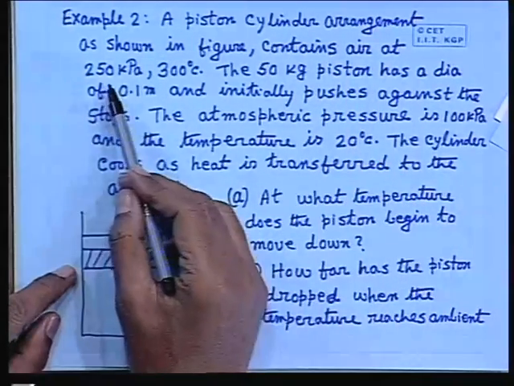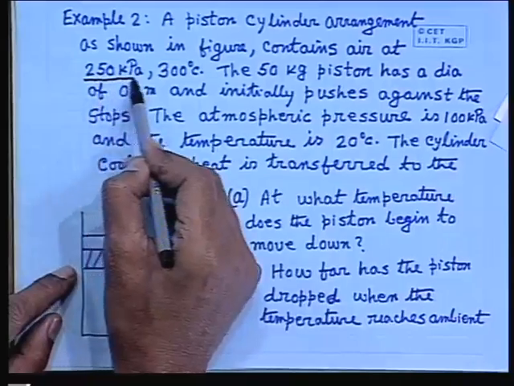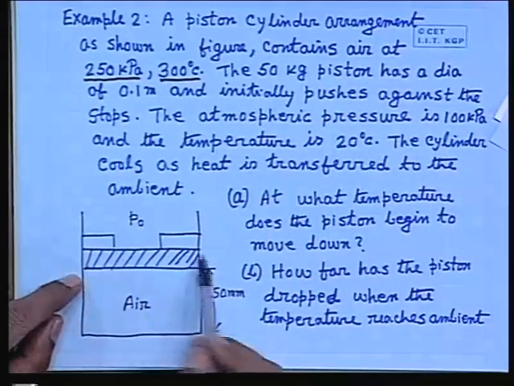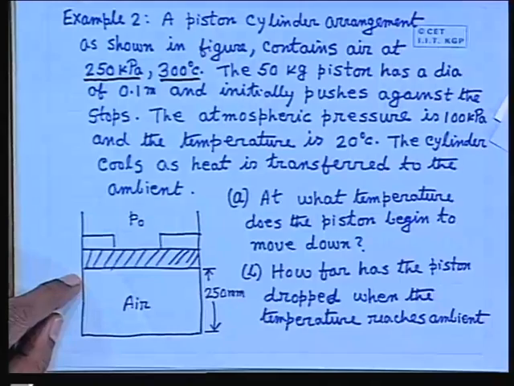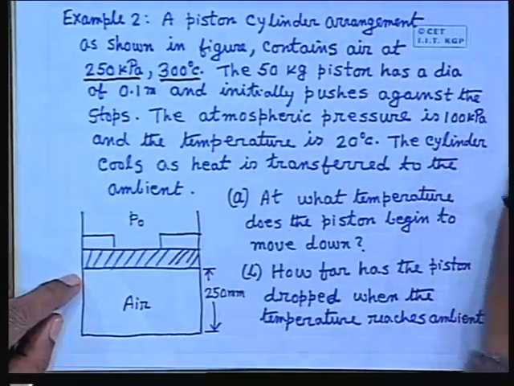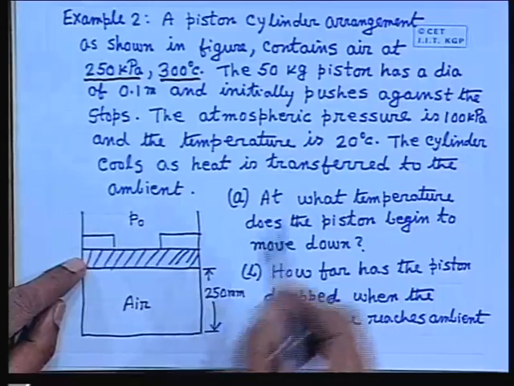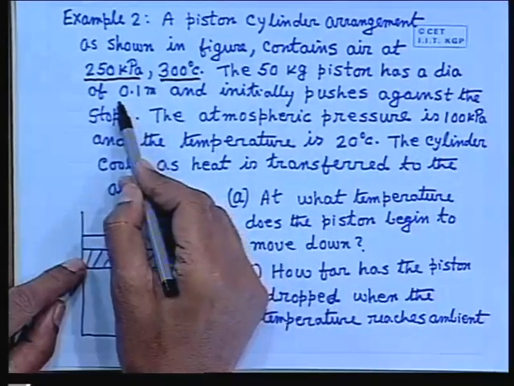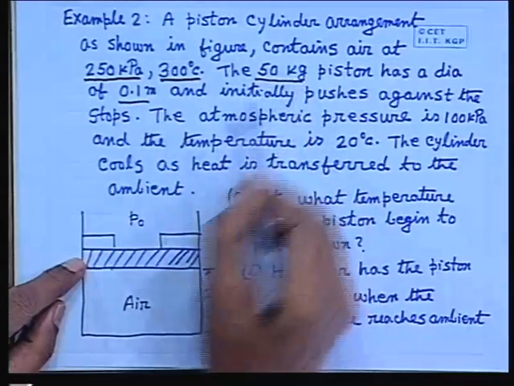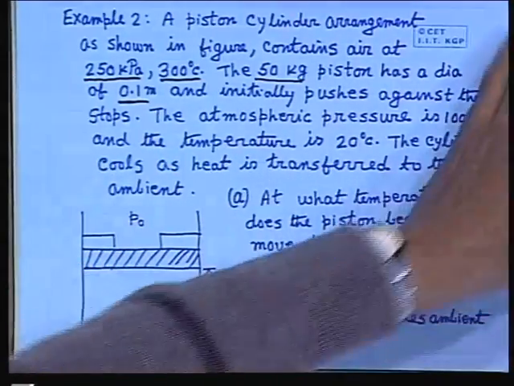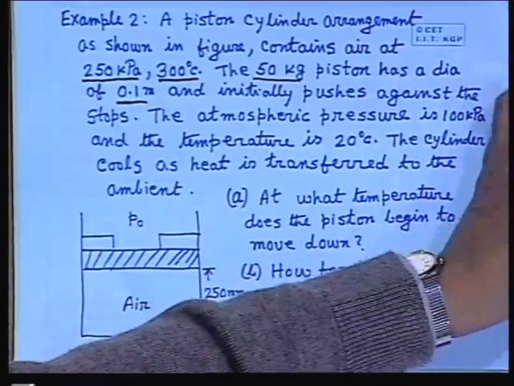The cylinder contains air at 250 kilopascals, that means the initial pressure of the air, and 300 degrees Celsius. This is the piston. The 50 kg piston, that means the piston has a weight of 50 kg, has a diameter of 0.1 meter. This is the weight and this is the diameter. And it initially pushes against the stops.